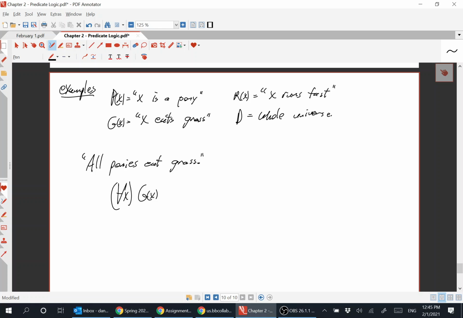It would be P of x implies G of x. Not for all x, G of x. That means everything in the universe eats grass. Right? So if you're not an ungulate, I hope you don't. I guess ducks too, right? Ducks and geese. So P of x implies G of x. If it's a pony, then it eats grass. You can say all ponies eat grass if you want to say it as if-then.